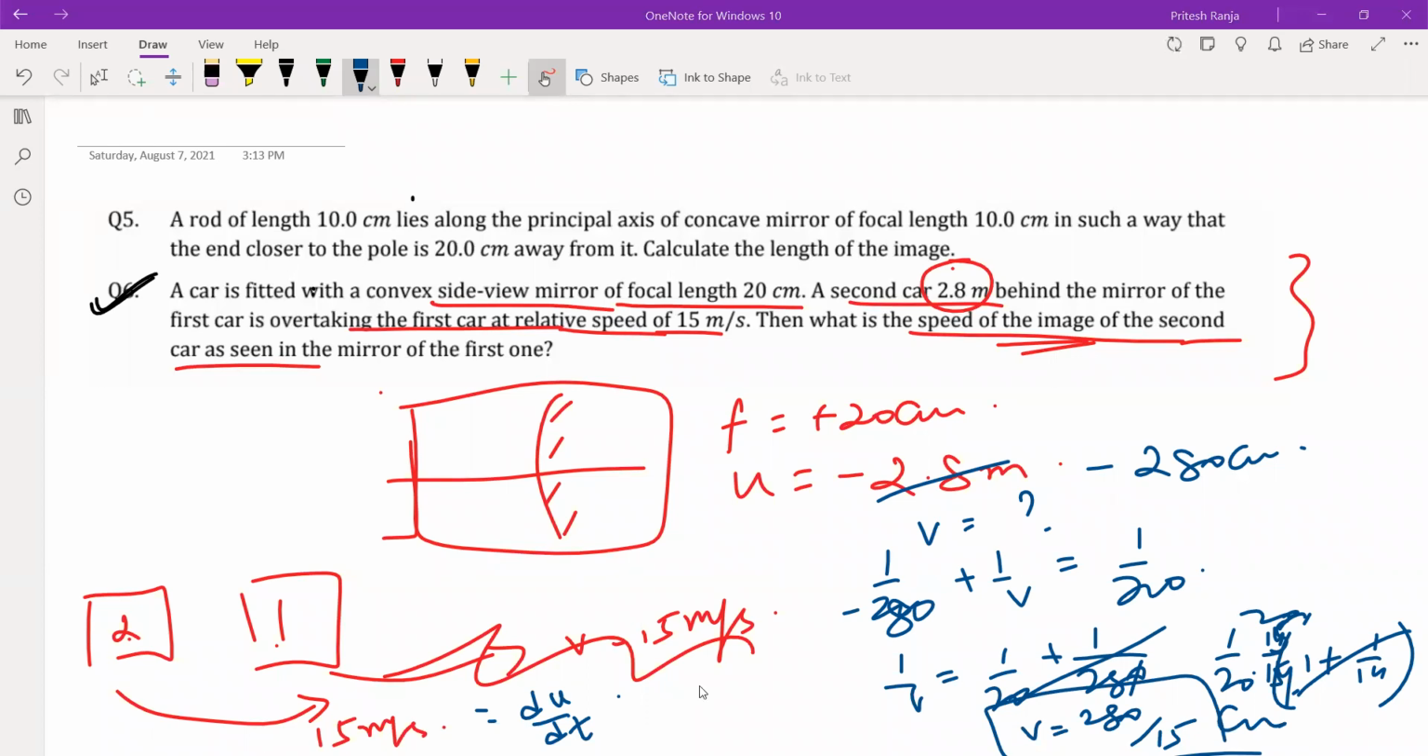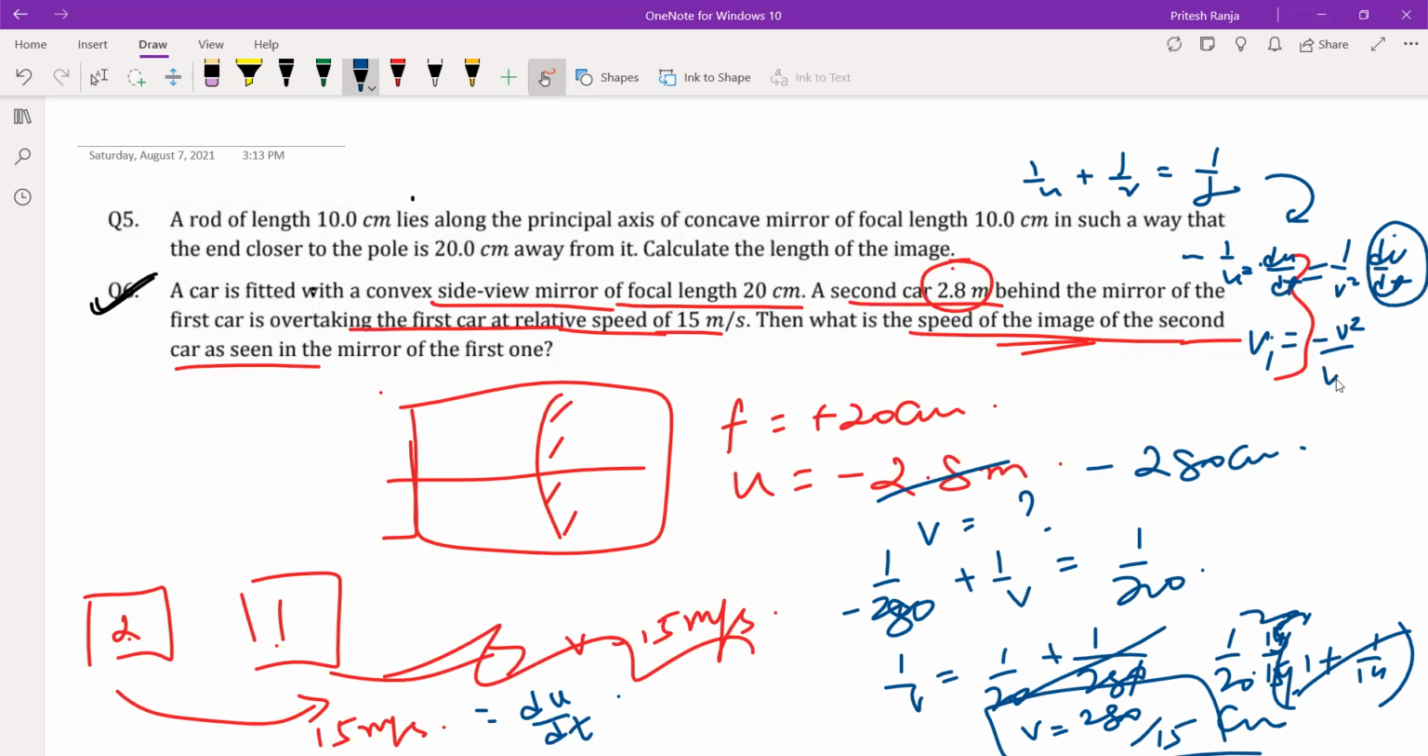And now, if we just apply the equation 1 by u plus 1 by v equals 1 by f, we differentiate both sides. So minus 1 by u square du by dt minus 1 by v square dv by dt equals 0. So from here you get the speed of image as minus v square by u square into du by dt. So let's just put here, we will get the answer.